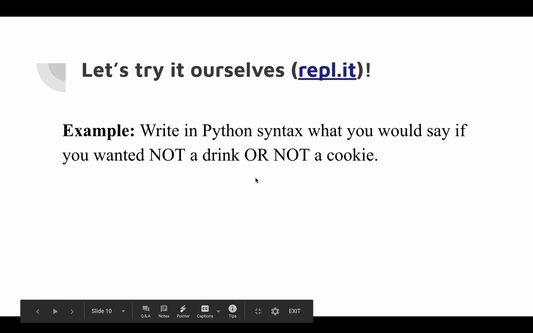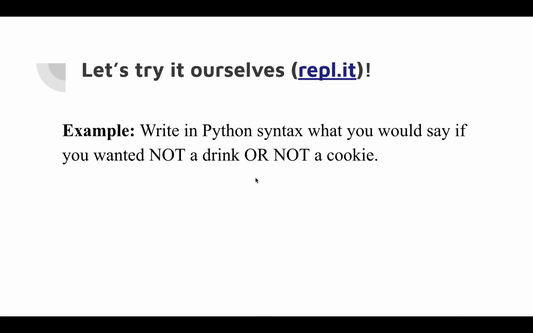So then let's try an example problem ourselves. This example asks us to write in Python syntax what you would say if you wanted not a drink or not a cookie. So I advise you, later when we try the practice problem, to actually pause it and try the problem yourselves first before you see the solution. So we will actually try this example problem now.